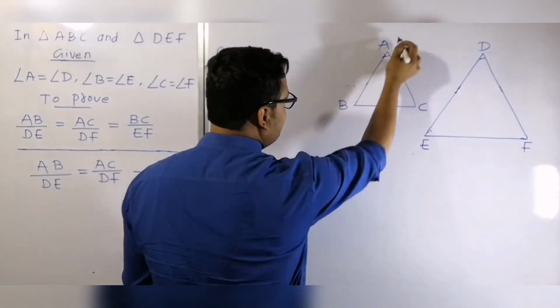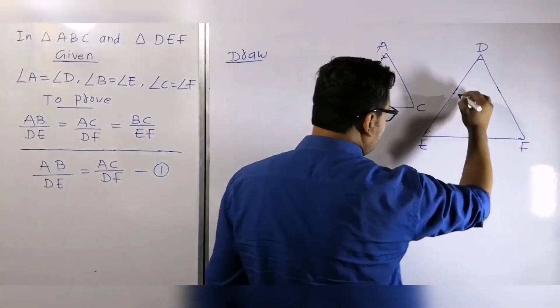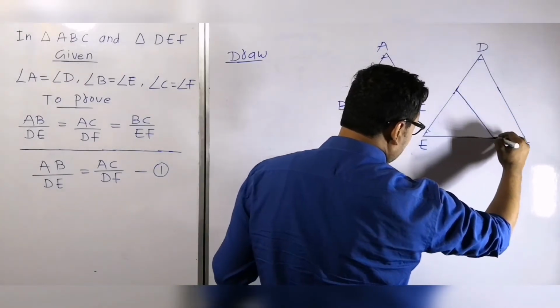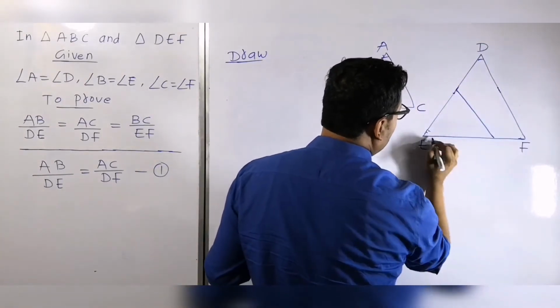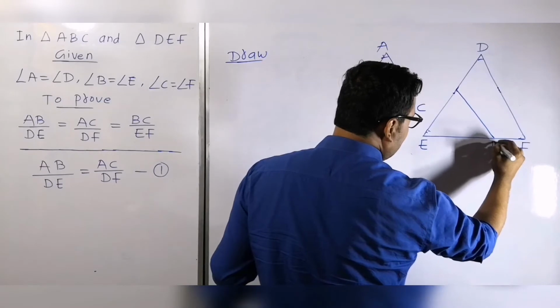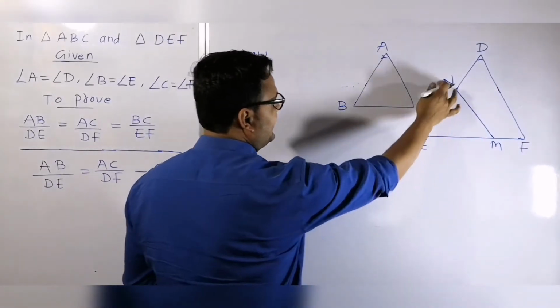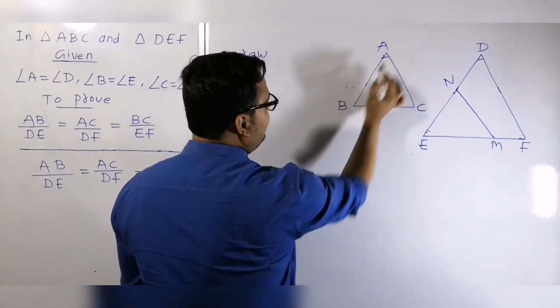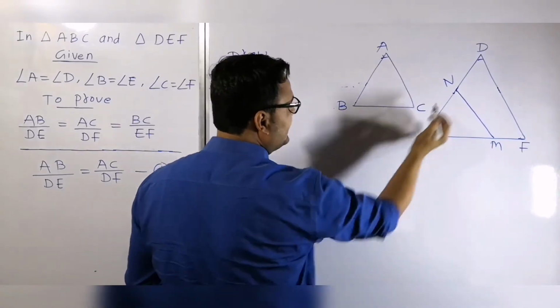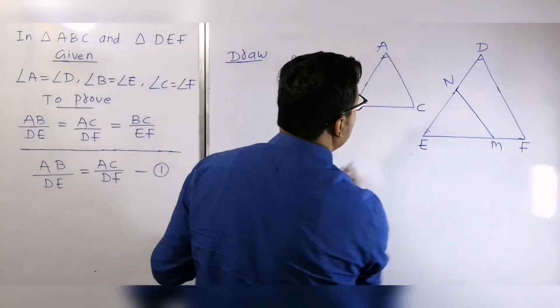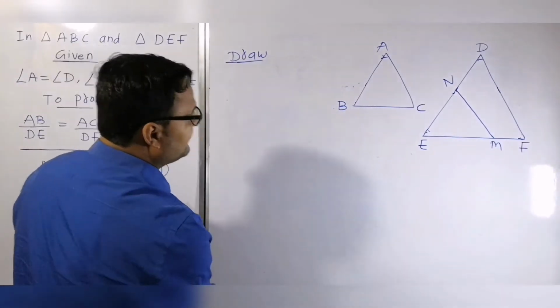This is BC, AB, so I will construct a triangle like that. Now this is E, I'll give the name M, and this I'll give the name N. Now look here, if you check ABC, that looks similar to NEM. So how am I going to name it?